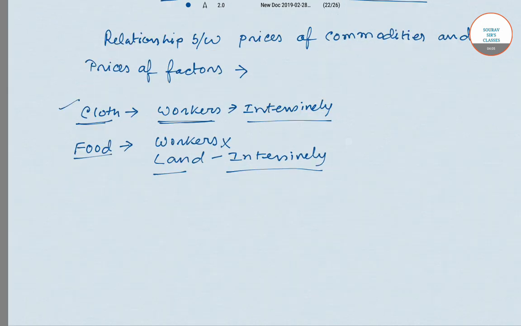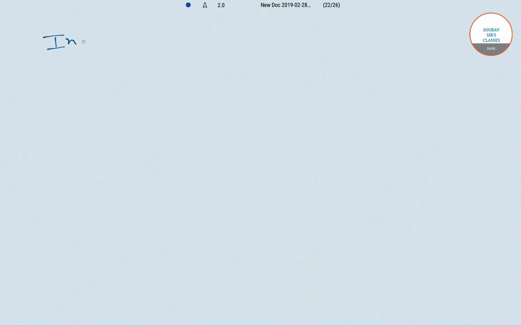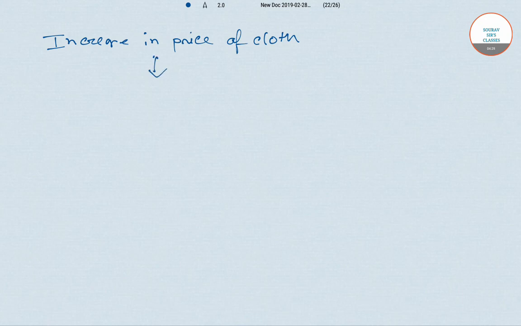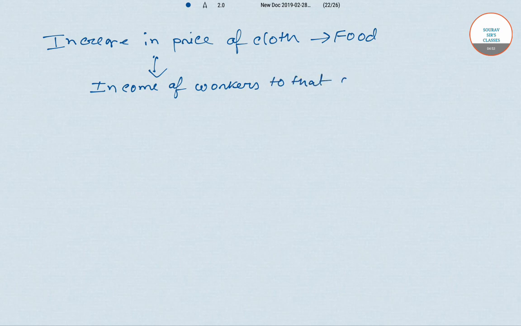So suppose there is an increase in the price of cloth. If there is an increase in the price of cloth relative to that of food, what will it do? It will raise the income of workers relative to that of landowners.